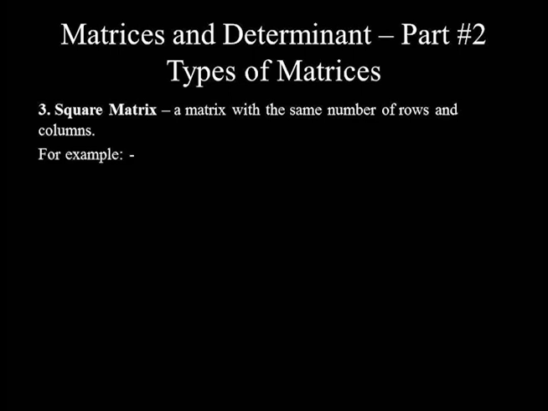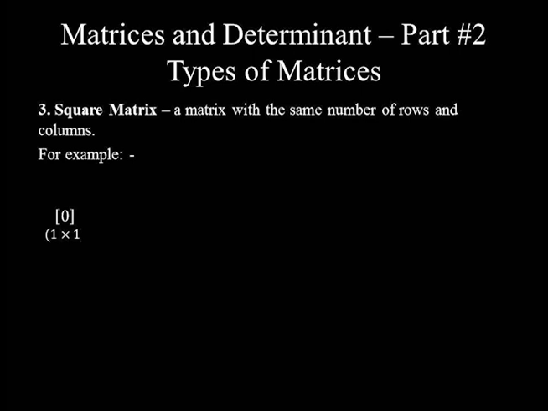The following are examples of square matrices. 0 enclosed in a square bracket. Number of rows is equal to number of columns, which is equal to 1. So this is a square matrix with an order 1 by 1. It can also be a row matrix as well as a column matrix.